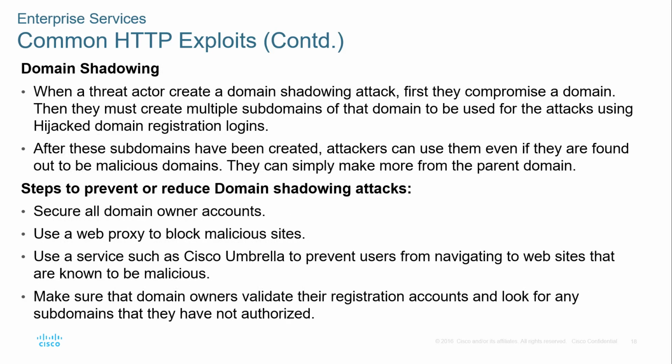Domain shadowing is another type of common attack. This is where a threat actor creates a domain shadowing. First, they compromise the domain, then they create multiple subdomains, and then they use these subdomains to hijack a domain registration login. Basically, they hijack a login, they create a bunch of subdomains, and they use the legitimacy of the main domain to push this content. Because if you trust google.com, you may trust support.google.com. What I mean by that is you may trust the main domain, so you have that inherent trust to trust all subdomains because of that.